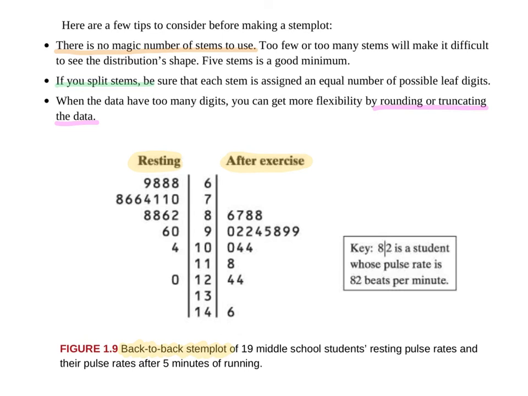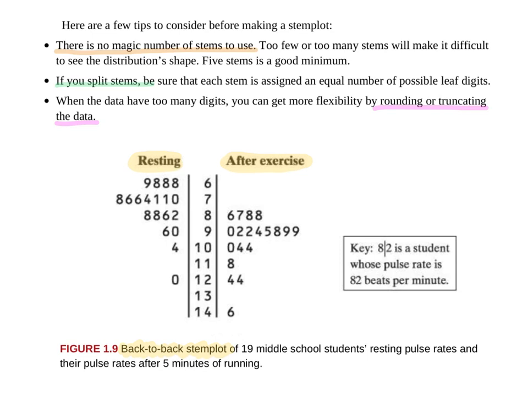Something else to consider is a back-to-back stem plot. So let's say that with that middle school resting pulse data, let's say you measured it before, right? So resting pulse. And then after, you can actually create a back-to-back stem plot. So the key here says that 8 line 2 is a student whose pulse rate is 82 beats per minute. So you might have data with 2 different variables that you want to represent. And the way that you read or even write one of these is that you take what we already know, right? So 6, 7, 8, 86, 87, 88, etc.